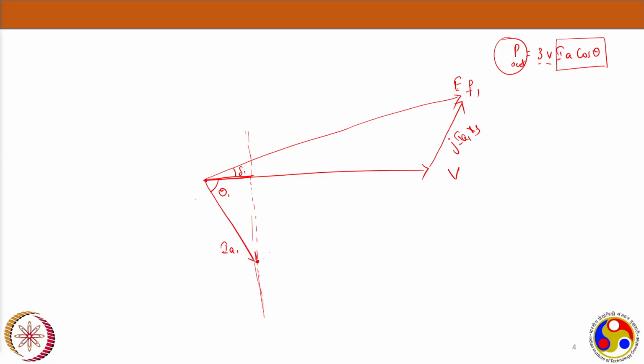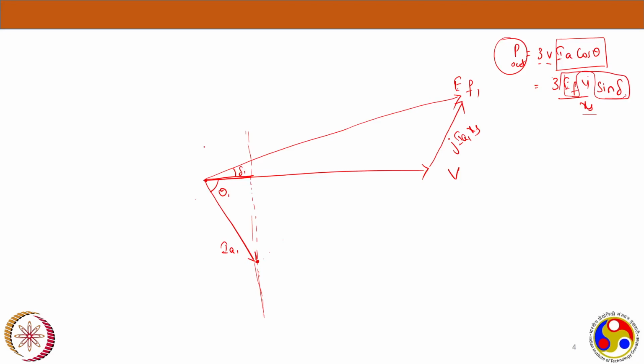Now here we are seeing EF, V, and IA1. From the other power equation, we know 3EFV by Xs sine delta. We also know IA cos theta is equal to 3EFV by Xs sine delta. Again, 3 is constant, V is constant, Xs is constant. So this EF sine delta product should also be constant. This EF sine delta should be constant.